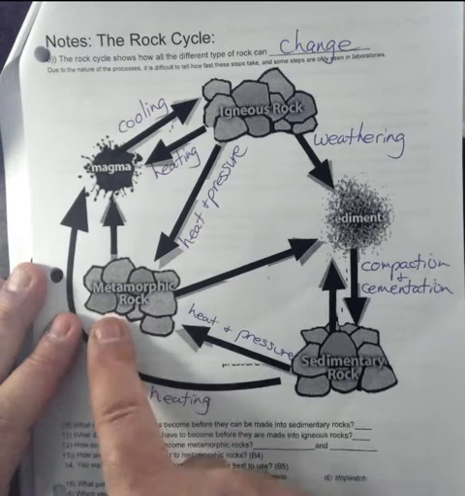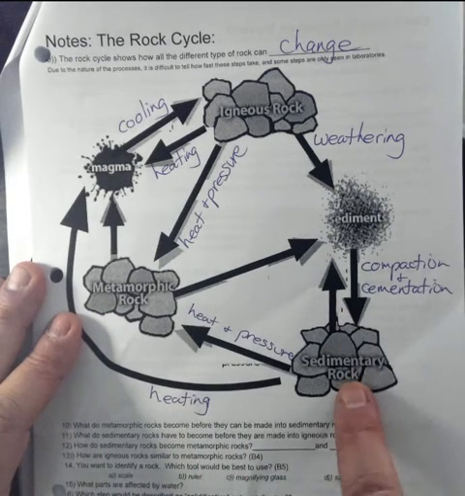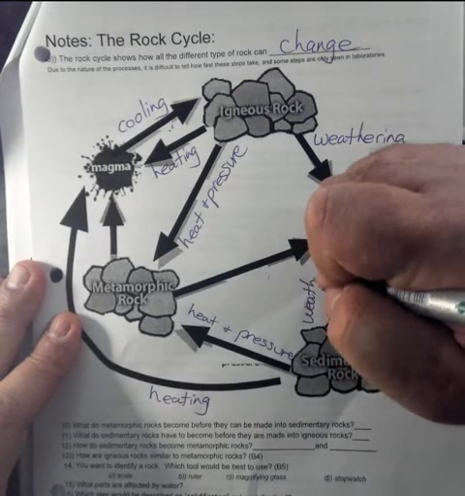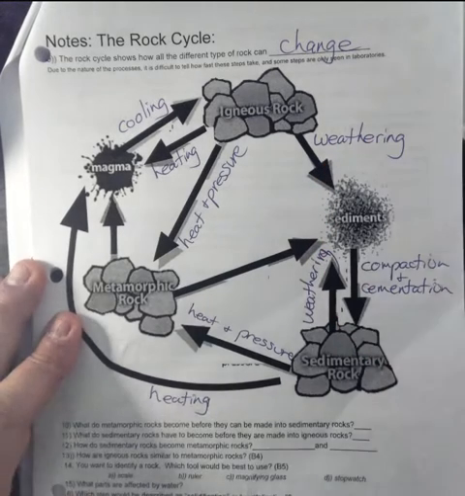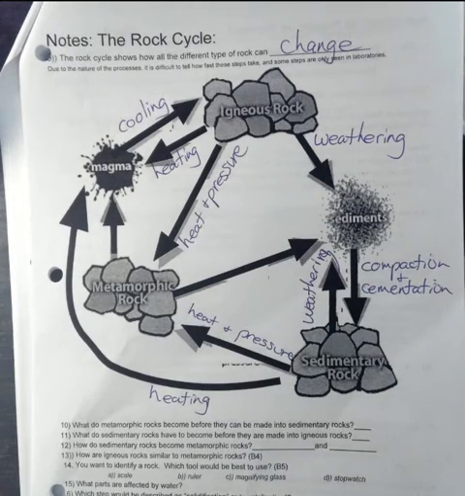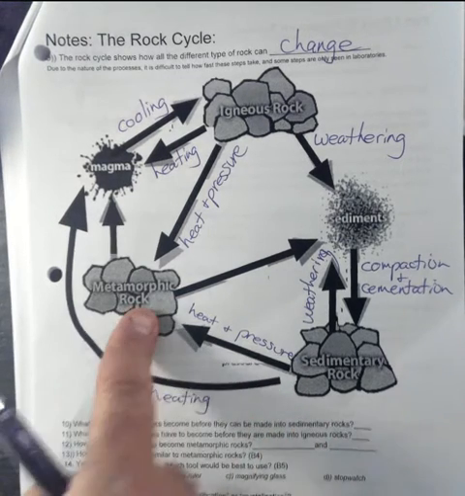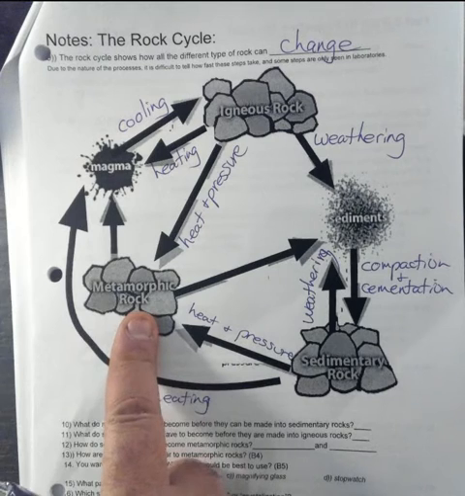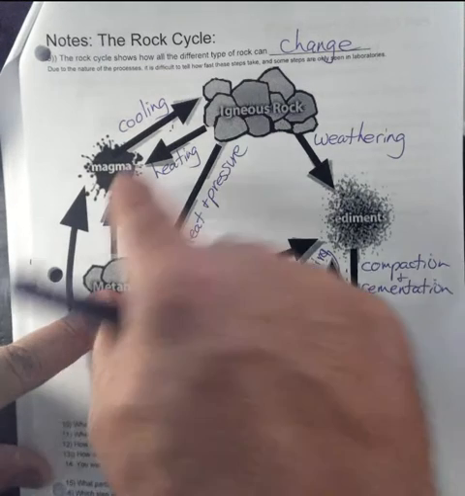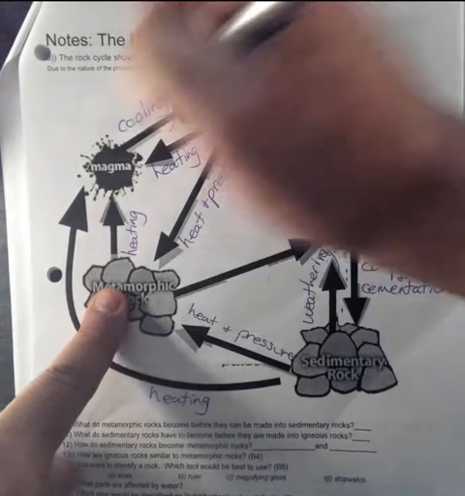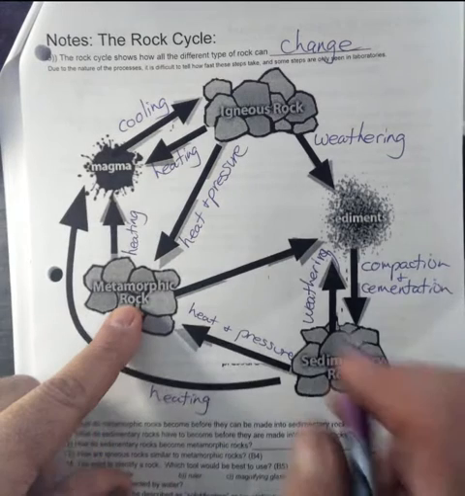Or I can have wind and rain and water and all sorts of different things. I can have weathering, turn the sedimentary rocks back into sediments. Okay, let's say that we heat and squeeze these sedimentary rocks and turn them into metamorphic. I can turn that metamorphic rock back into magma by heating it, or I can make that metamorphic rock into sediments by weathering.